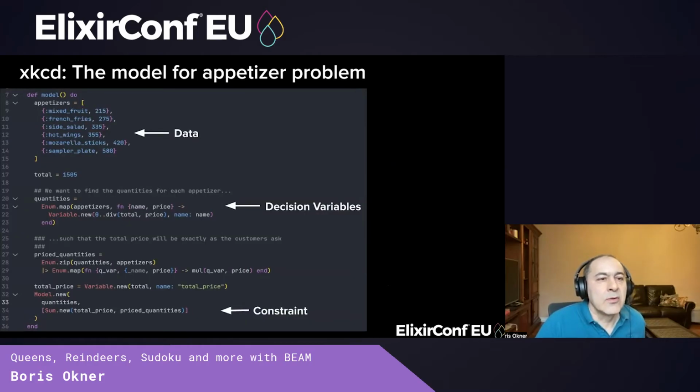So how does it look? We have data, obviously, which is a list of appetizers along with the prices. We have a total that the customer required us in the order. We declare the quantities. The quantities will be our decision variables.